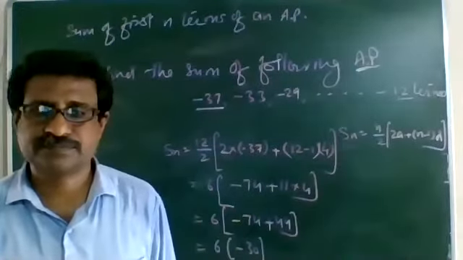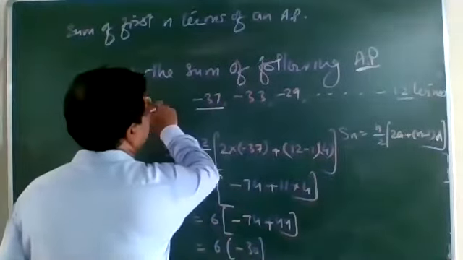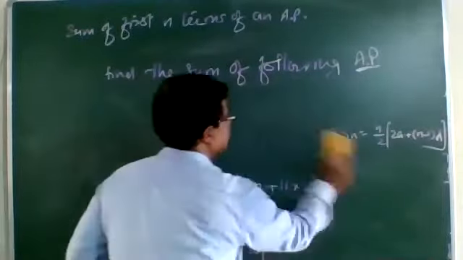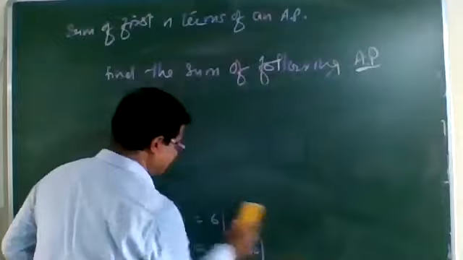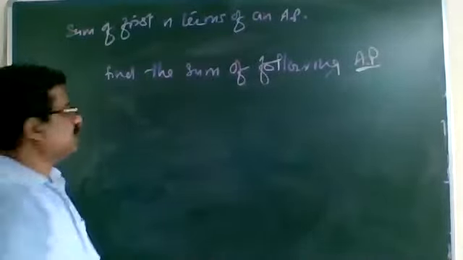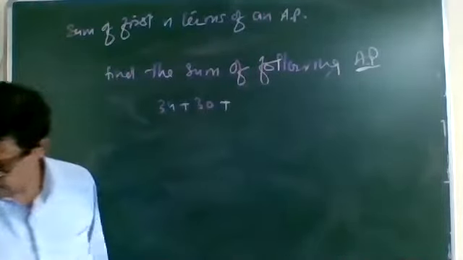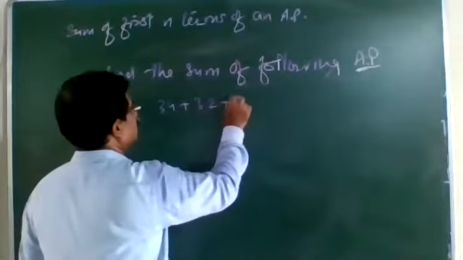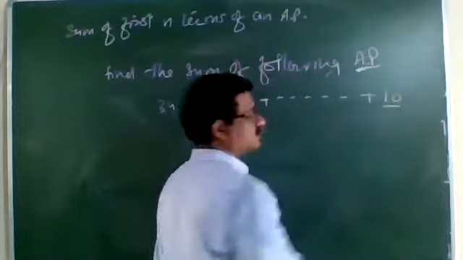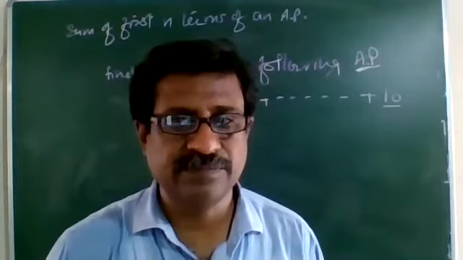Find the sum. Here to find the sum of the following AP, we applied the formula. The next question is, find the sum. At this time, the AP is given in some other way. The question is, 34 plus 32 plus 30, in that way up to the last term 10. Don't consider both questions the same. It is not exactly the same.